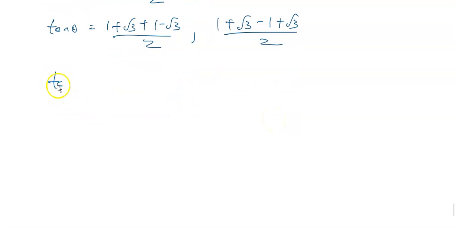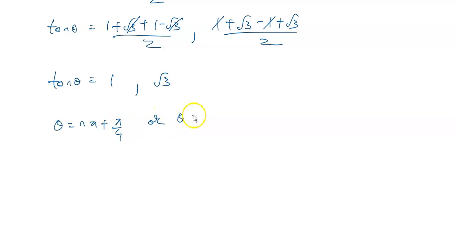So we get tan theta is equal to 1. 1 plus 1 is 2 by 2 is 1. Plus root 3 minus root 3 cancel. यहाँ पे plus 1 minus cancel. So this is only 2 root 3 by 2, that is only root 3. So theta is equals to either n pi plus pi by 4 or theta is equals to n pi plus pi by 3. So this is the answer.